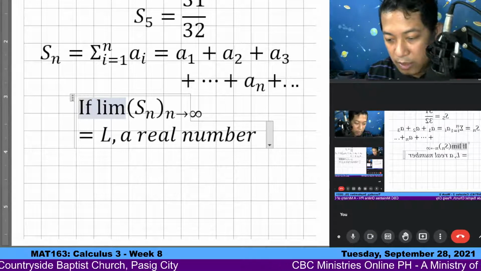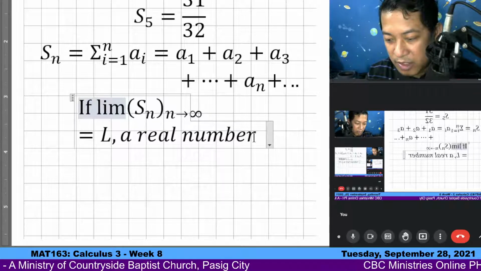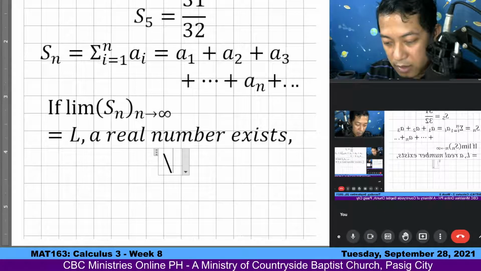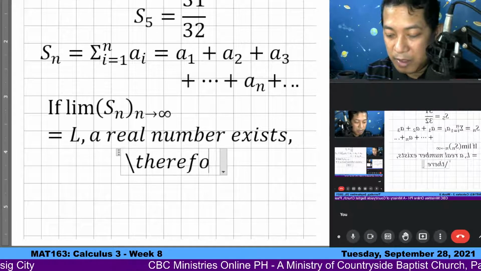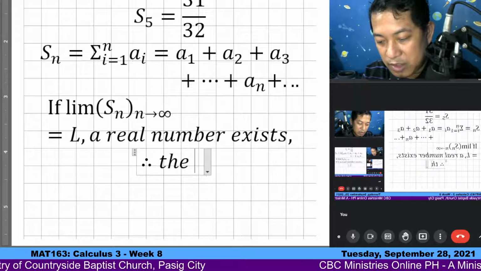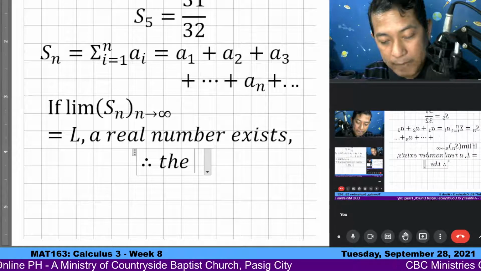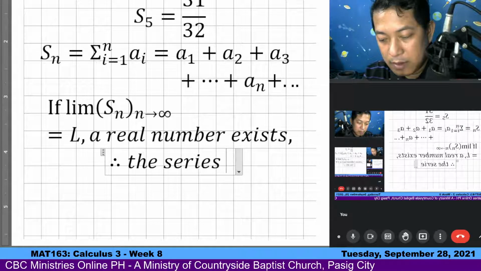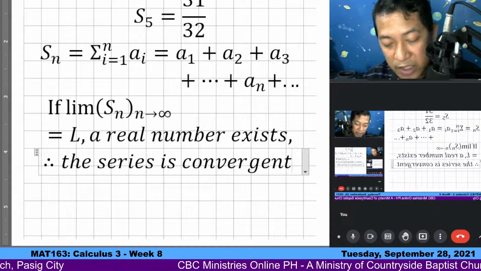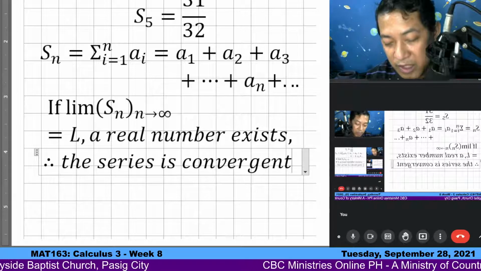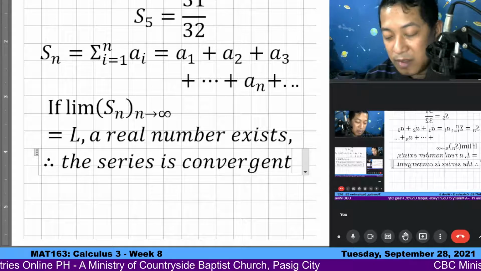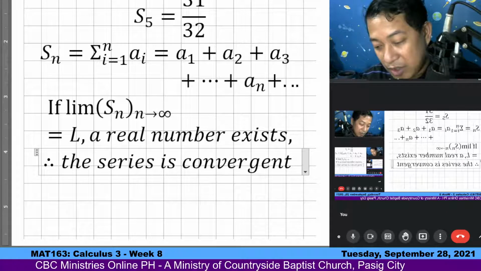then if the limit is a real number that exists, therefore the series is convergent. A series is convergent when it has an existing limit. The same goes for a sequence: it is convergent when its pattern approaches a real number. In a sequence, if you take the sum, it also approaches a real number, so it is convergent.